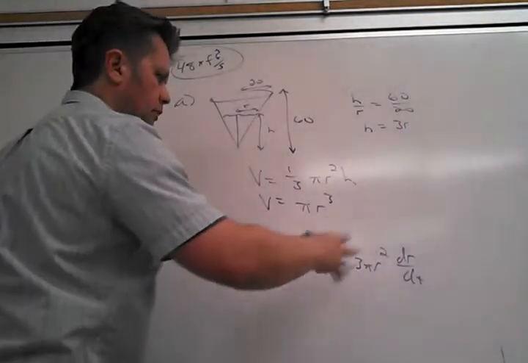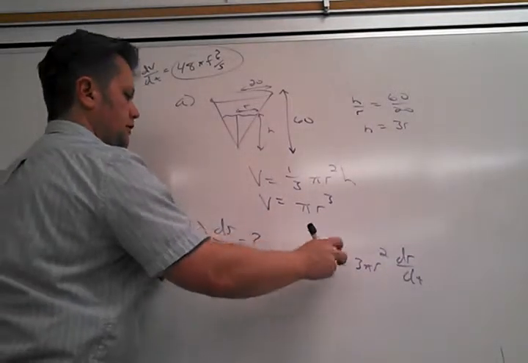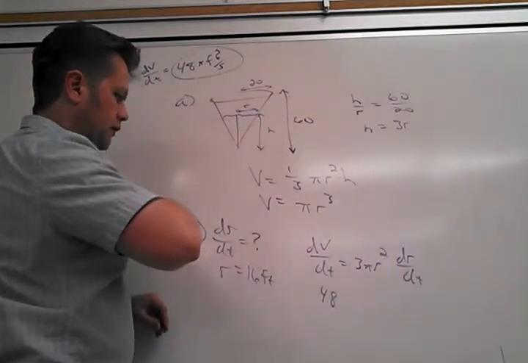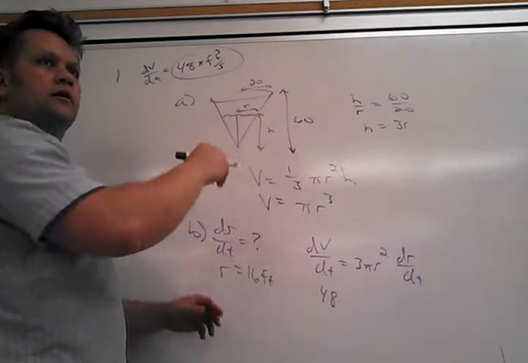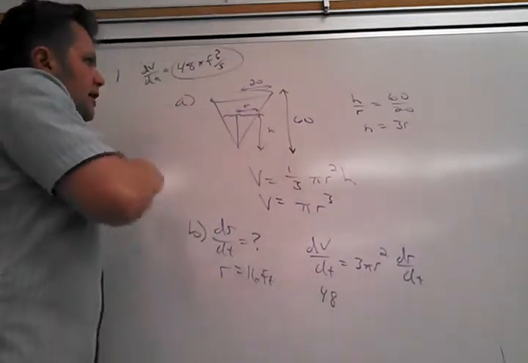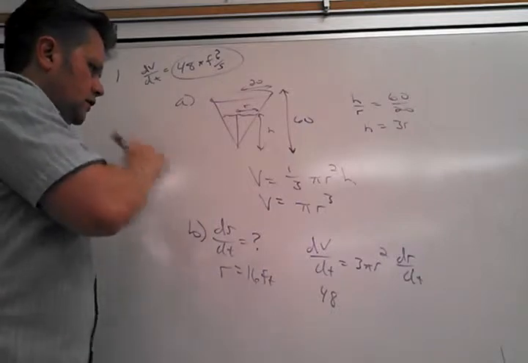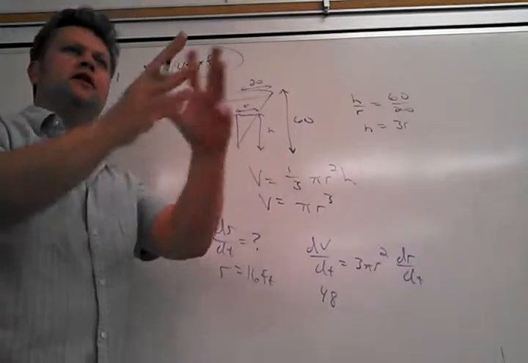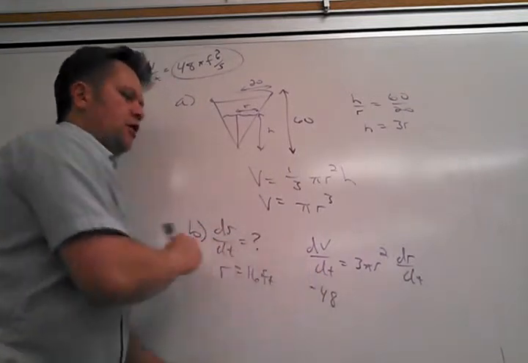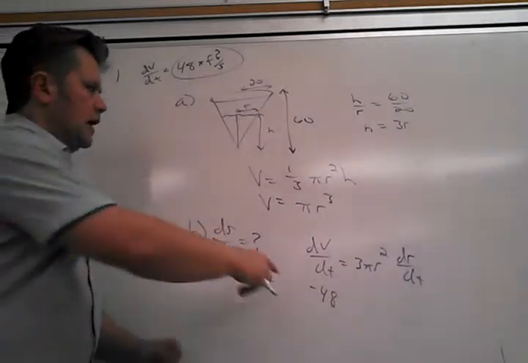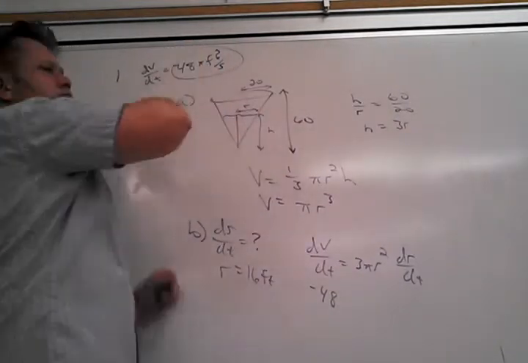Now I plug in everything I know. I know this is 48. All my units are the same, thankfully, right? 16 feet. Professor, since it's a shrinking rate of radius, it needs to be negative. Technically it should be negative, but the question says at what rate is it shrinking? So it's sort of inherent. But nothing wrong with the negative. There. I like it. So it's negative 48 because it's flowing out. That's cool.